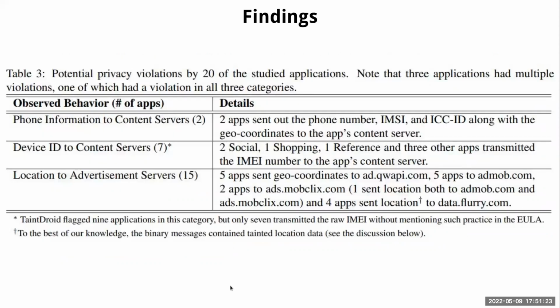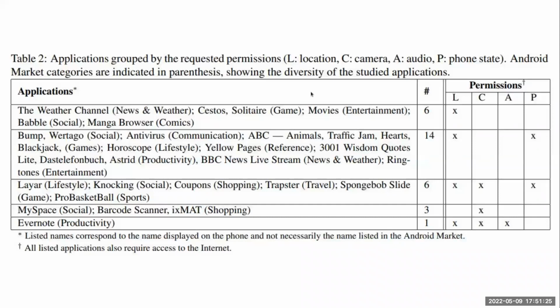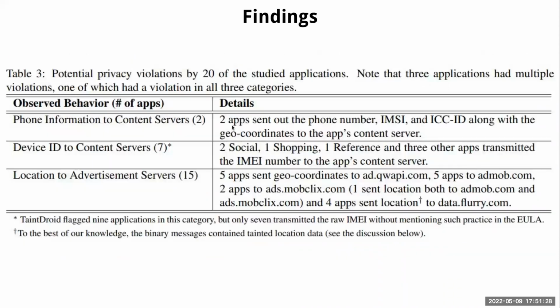The findings were, so this one is more like the requesting of permissions, and this one is how they are actually using those sensitive data. Phone information to, let's say, observe the behaviors, is phone information to a content server. They found two apps sending out the phone numbers. IMSI identifies your SIM card. That's the ID of your SIM card. Those are supposed to be secret.